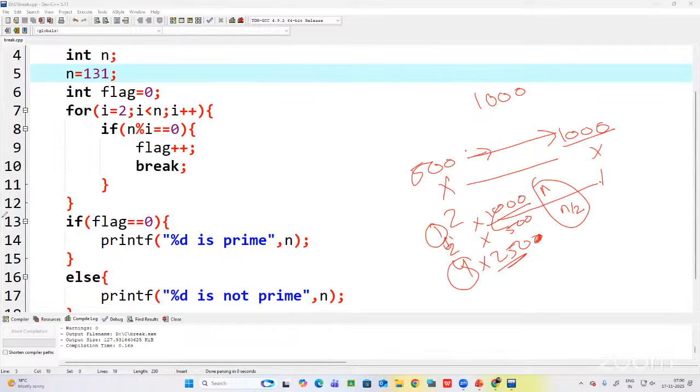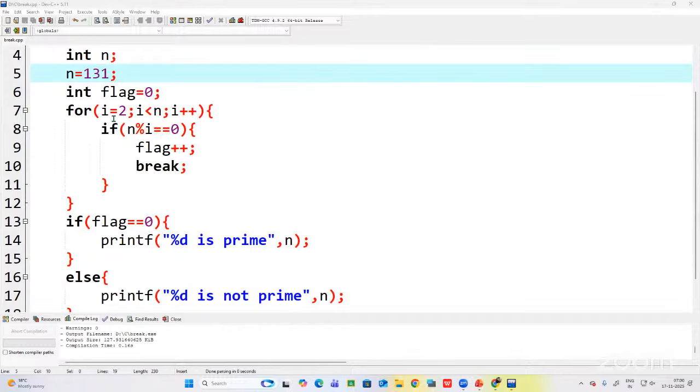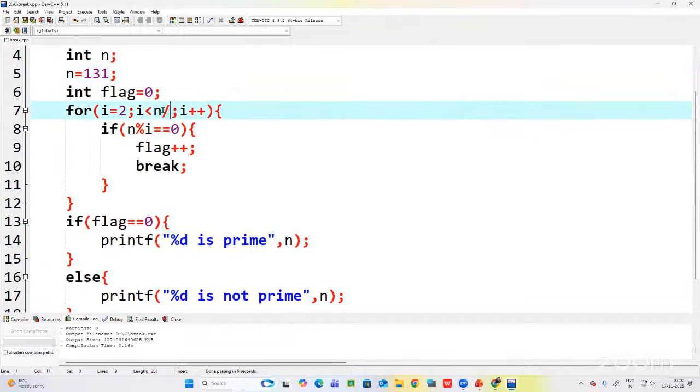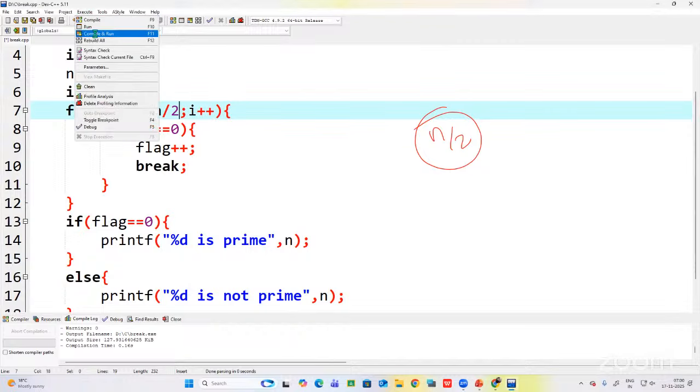Therefore, I can modify this program like this. So i equals 2, i less than n by 2, i plus plus. If n mod i equals 0, flag plus plus, else break. If flag equals, same thing. So now, however big the number is, even though it is a prime number, I need not verify for all n. I can only run for n by 2 times. Only n by 2 times run is enough. That is the maximum number of times this loop will run for any given number before deciding whether the given number is prime or not.